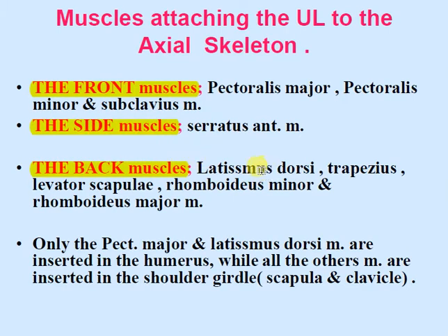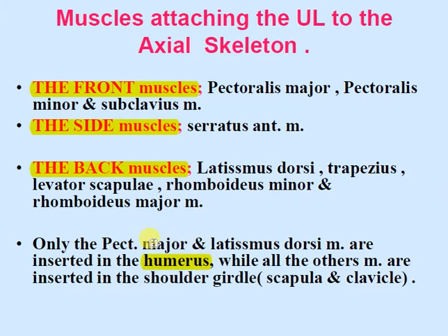In the group of back muscles, you have the latissimus dorsi, trapezius, levator scapulae, rhomboid major, and rhomboid minor. Sometimes these are named as the rhomboid. So don't worry if you see the name rhomboid instead of rhomboidus. Don't get confused with these names. Only pectoralis major and latissimus dorsi muscles are inserted in the humerus.